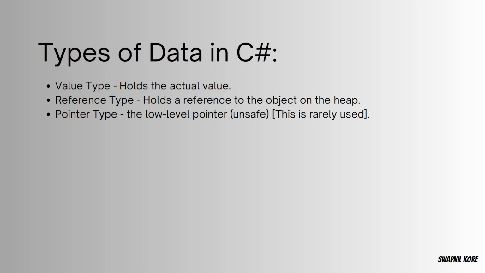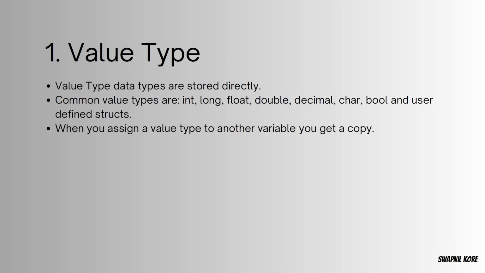Now let's first see the definition of each, and then we'll continue with the example in Visual Studio. The first one is the value type. In this particular data type, the values are stored directly, and common value types are int, long, float, double, decimal, char, bool, and user defined structures. When you assign a value type to another variable, you get a copy. Now let's see an example of value type in Visual Studio.